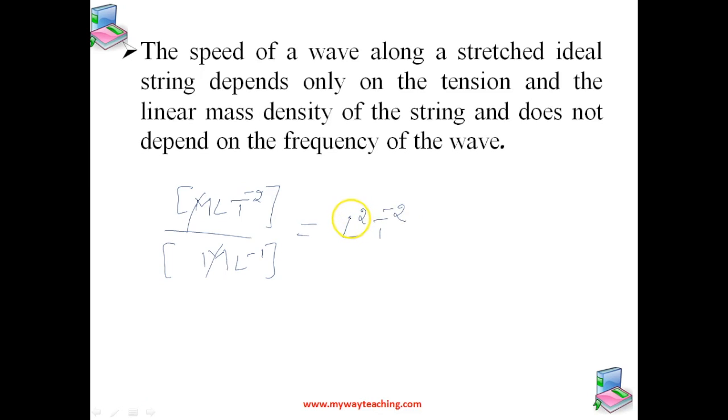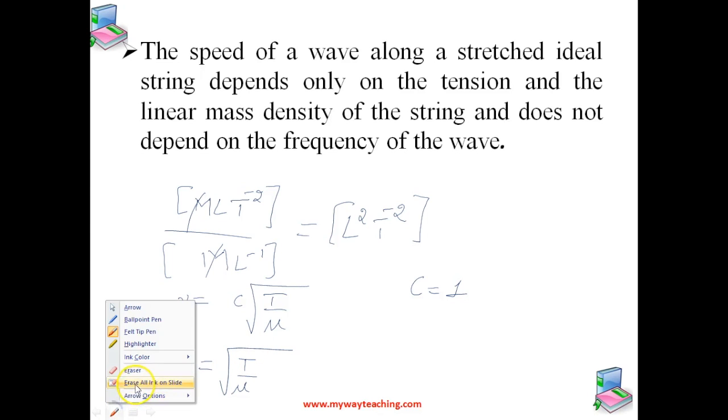Thus if T and mu are assumed to be the only relevant physical quantities, then we can write v is equal to c square root of T by mu, where c is the undetermined constant of dimensional analysis. In the exact formula, it turns out c is equal to 1. In that case, the speed of transverse waves on a stretched string is given by v is equal to square root of T by mu.